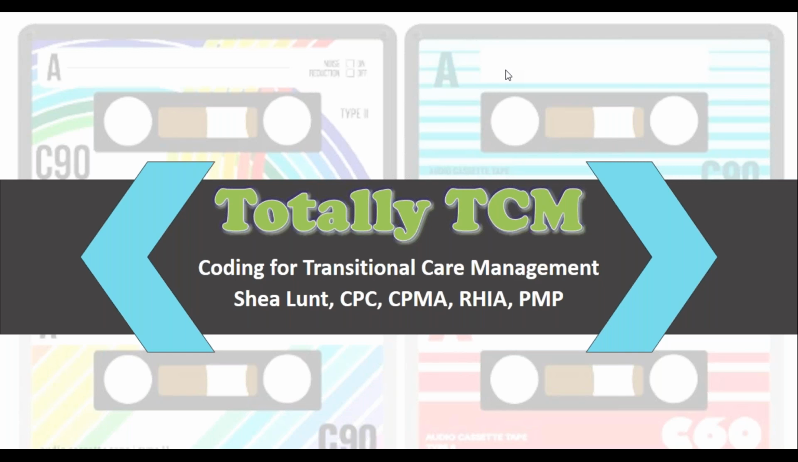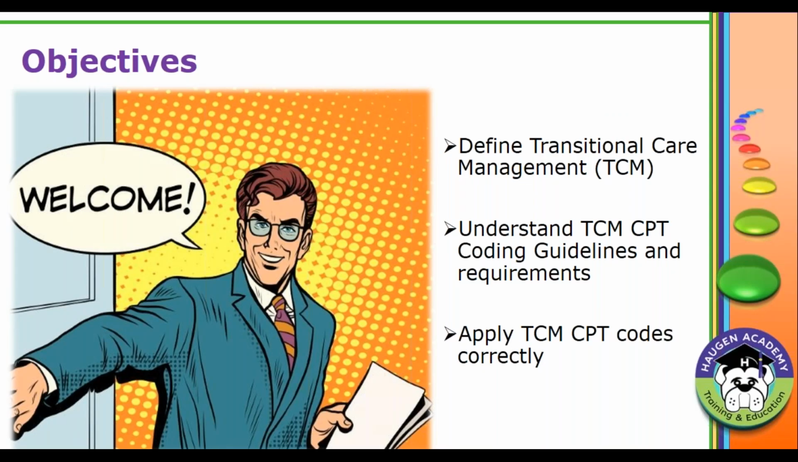So today we're going to talk about transitional care management. What we're going to do is really define what transitional care management is and try to understand all of the CPT coding guidelines and the requirements that have been set forth by CMS for this service. As you may know, this is a relatively new service when we look at our CPT services, and it's really important to take the time to understand what the requirements for this service are, especially when we start billing new services. So we'll go in depth with those coding guidelines and all the requirements, and then we're going to look at the CPT codes and how they should be applied correctly.